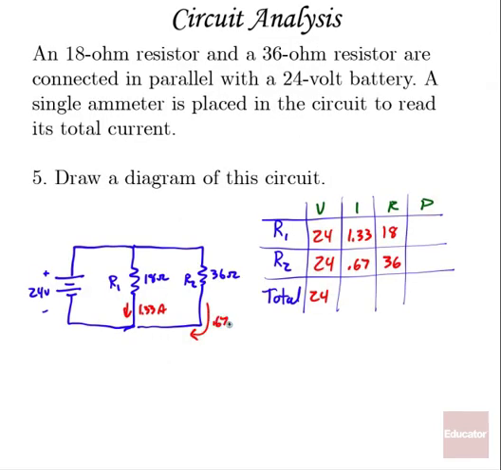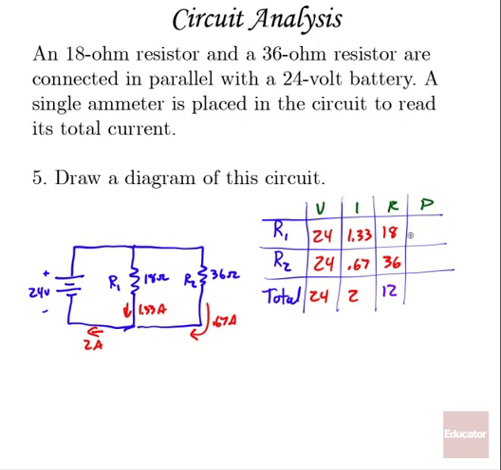have 0.67 amps. Those must come together to give us 2 amps as our total current. So we can figure out now our total resistance, R equals V over I, which will be 12 ohms, which makes sense. Our equivalent resistance should be less than any single resistor.